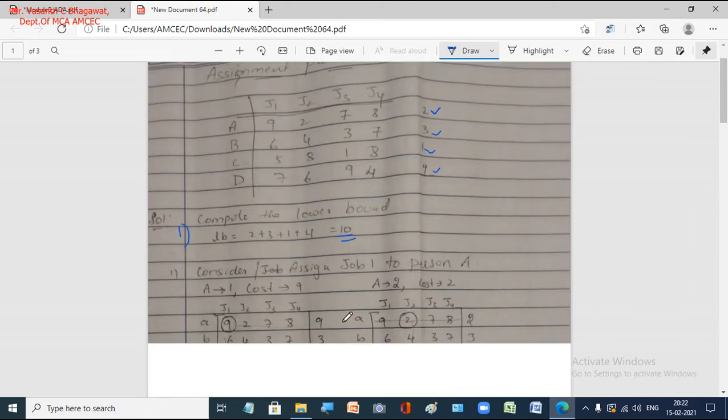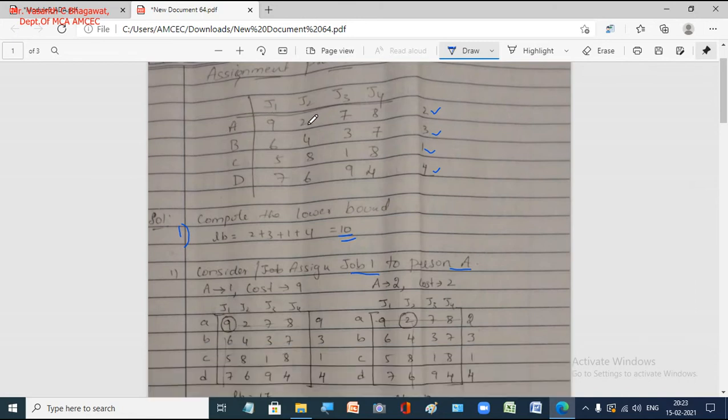Now we start considering job assignments for person A. For person A you can assign either job 1, job 2, job 3 or job 4. Any job can be assigned, but we will start with the first job. Let us assume you assign job 1 to A. If you assign job 1 to person A, what is the cost for this? The cost is 9. So we will fix the cost as 9 here.